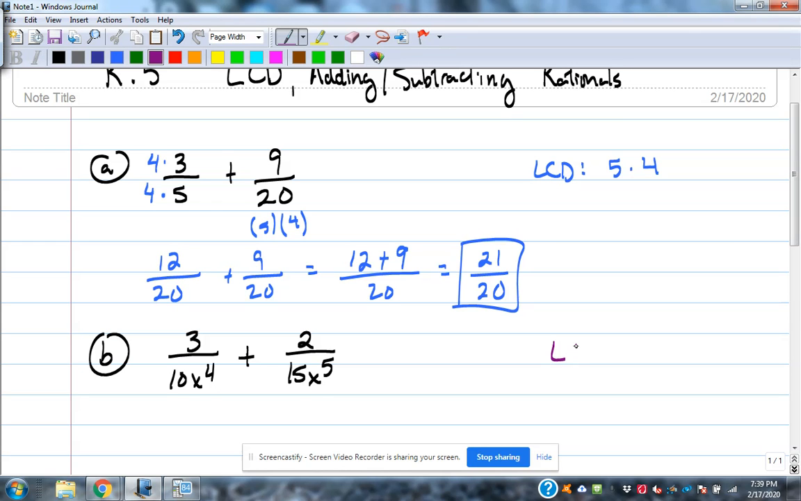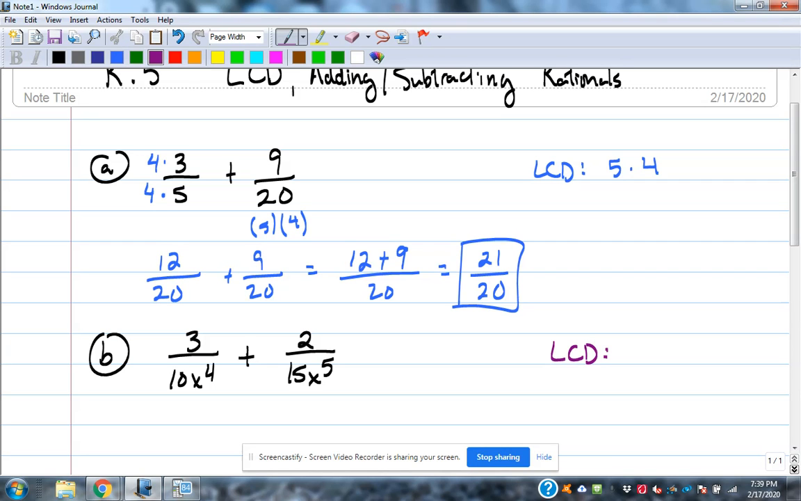So least common denominator. Okay, let's think about the factors that are involved here. We've got a factor of 10. What do we know makes 10 up? 5 and 2. We've got a factor of 15. What do we know makes 15 up? 5 and 3. So right now, what do they have in common as far as factors go? 5. And then this one has a 2 and this one has a 3. And then how many x's does this one have? 4, and this one has 5. So how many do they have in common? 4 of them in common.